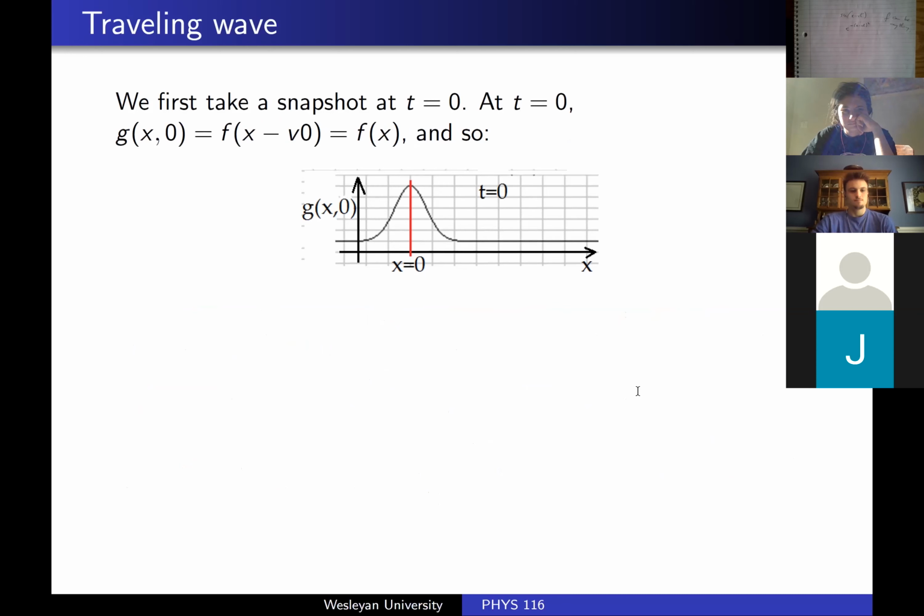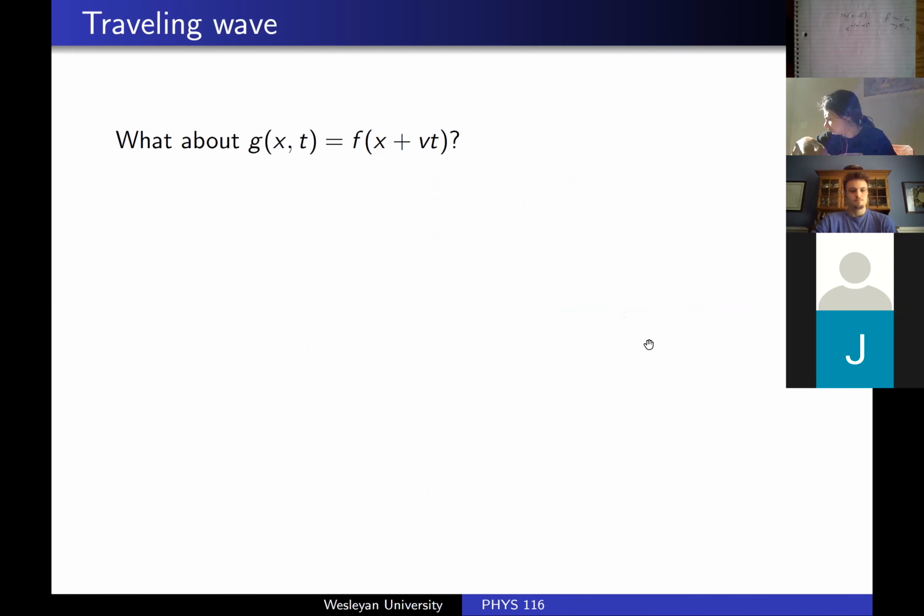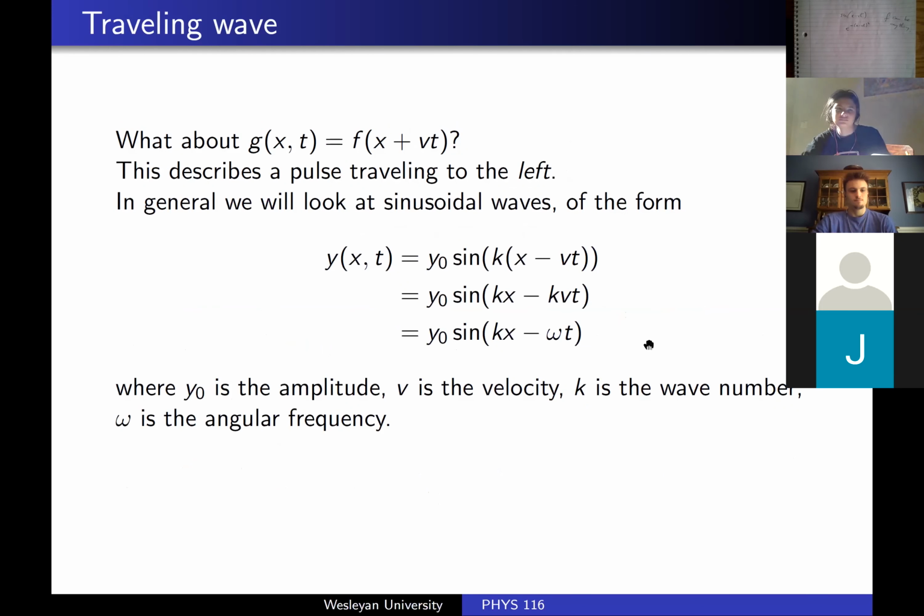So what terminology do we use to describe waves in general? We said x plus vt is a pulse traveling to the left. In general, we're going to look at sinusoidal waves simply because they have certain nice properties, and so we will often write them in this form. Well, we said it could be any function of x minus vt. So we'll put this constant factor k out there, and then we can distribute that. So it becomes kx minus kvt, and then we rewrite that as kx minus omega t.